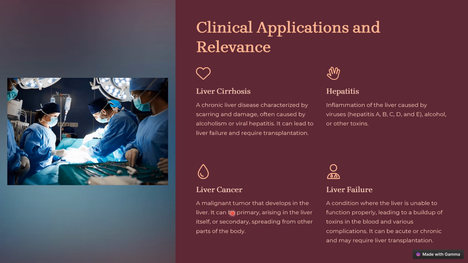Either it grows primarily in the liver, or in metastatic states, another organ is affected and we see that the cancer spreads. So anyone can get that. Liver failure is a condition where the liver is unable to function properly, leading to a buildup of toxins in the blood and various complications. It can be acute or chronic and may require liver transplantation.